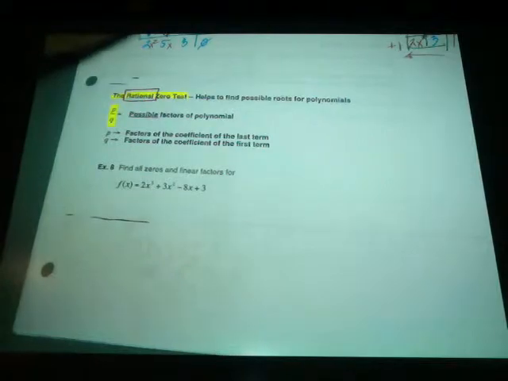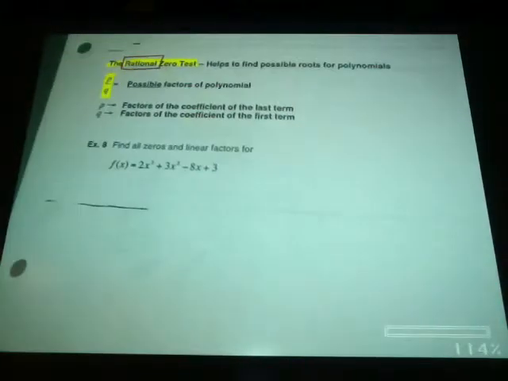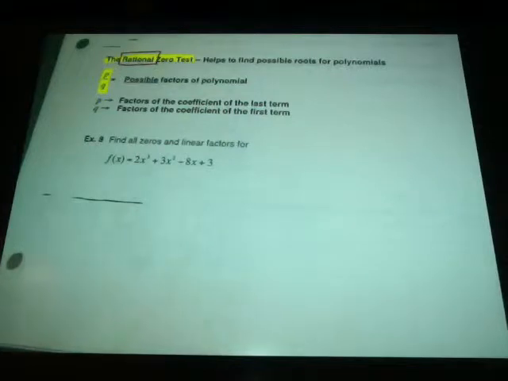So if we look at this one, number 8, we're going to have to find all the zeros and the linear factors for 2x cubed plus 3x squared minus x plus 3. I don't give you any factors this time. So you could use long division, but where are you going to start? Do you have any idea? You're not allowed to look at your calculator either. Wouldn't you like a place to start? So this gives us a place to start.